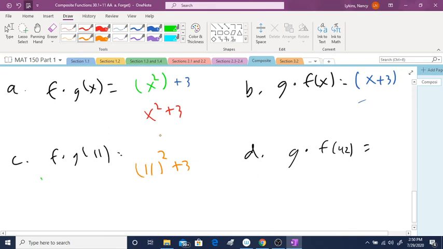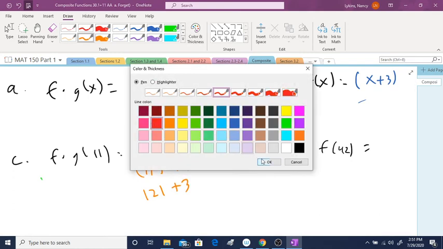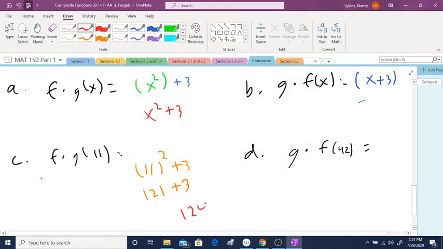So now 11 squared is 121 plus 3. You should get a grand total of 124.